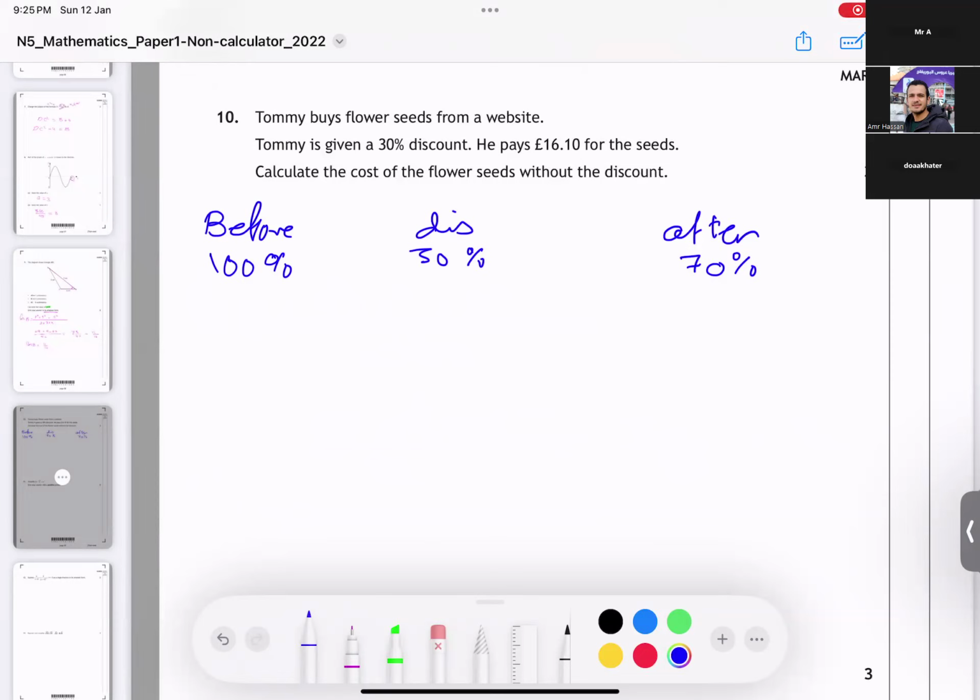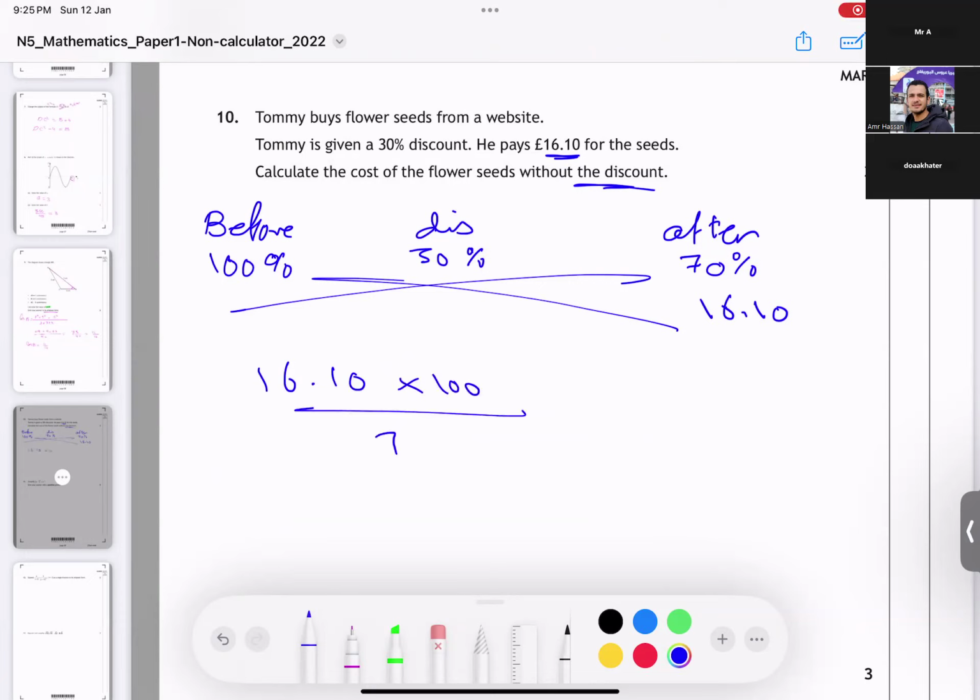Okay. And then what should he do? He told me he pays this one. This one must be written below 70% because he paid after discount, right? Yeah. This one is 16.10, and he asked me to calculate the cost without discount. I need to use cross multiplying, so it's going to be 16.10 multiplied by 100 divided by 70. You get it? Yeah. Do it again.